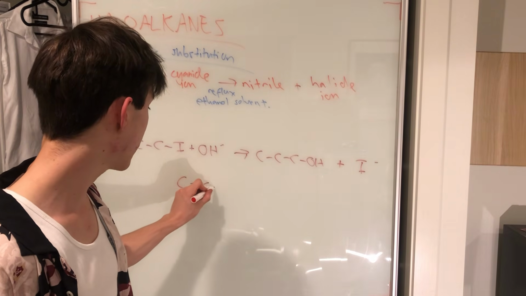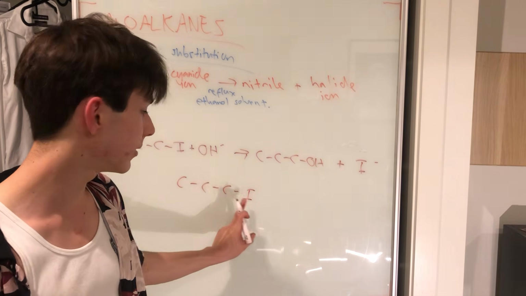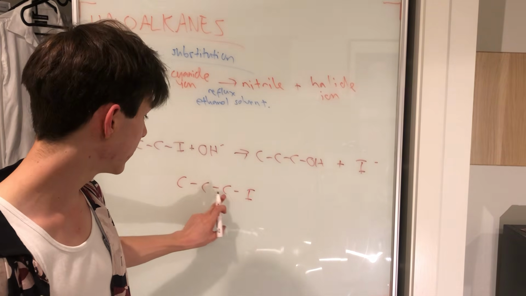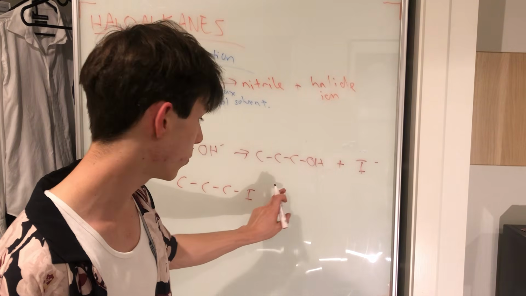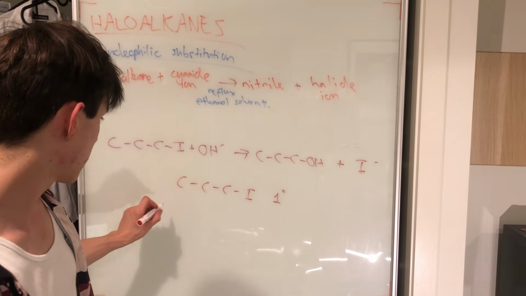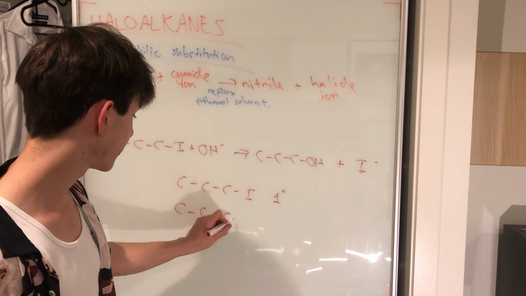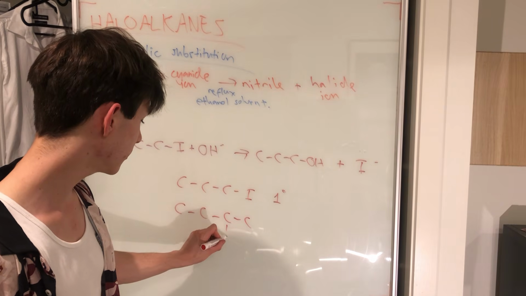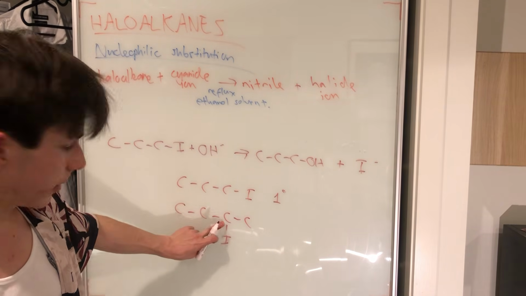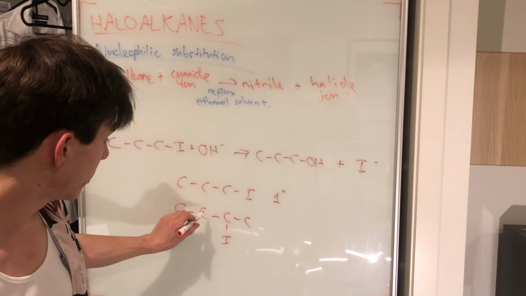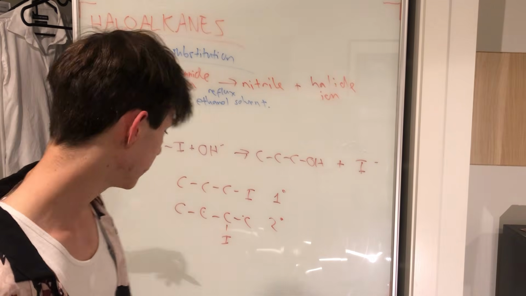A primary haloalkane, the carbon that is attached to the halogen is attached to one other carbon. So that's primary, and we write it like that, 1 degree, yeah? A secondary haloalkane might be, let's just do 4. So now the carbon that the halogen is attached to is attached to 2 other carbons, secondary.